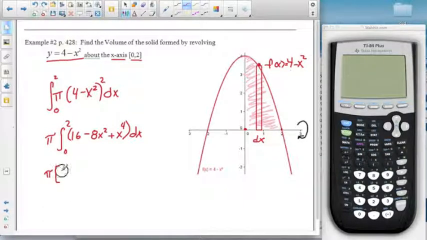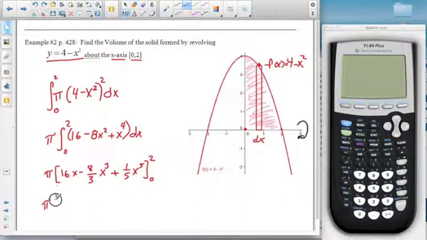So we're looking at 16x minus 8 over 3 x cubed plus 1/5 x to the 5th. And we're going to evaluate that from 0 to 2. As we evaluate that from 0 to 2, we plug in 2 to each of those expressions, and then we plug in 0 to each of these expressions. And if you notice, when you plug in 0, since you have an x in each expression, that whole thing just ends up being 0.